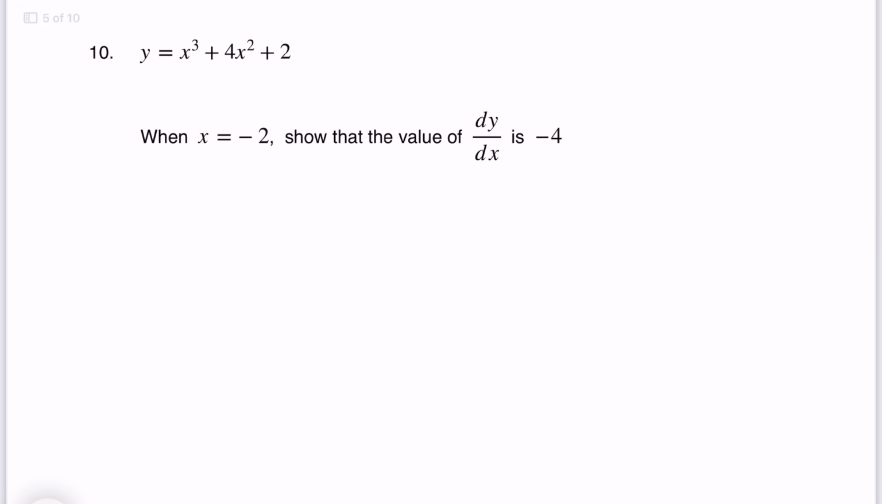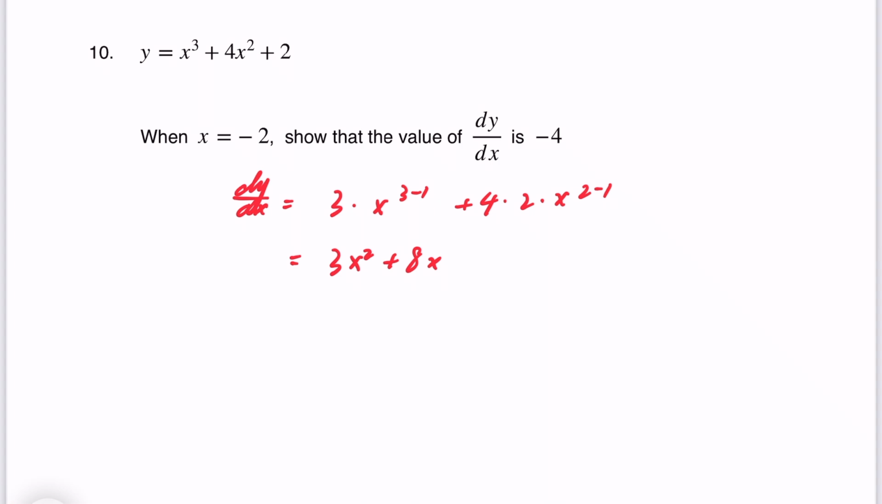It says y equals x cubed plus 4x squared plus 2. When x equals minus 2, could you show the value of dy/dx is minus 4? This is a show-that question. However, we still need to carry out the procedure of differentiation. Let's do the dy/dx first. Equal to 3 times x to the power of 3 minus 1 plus 4 times 2 times x to the power of 2 minus 1. And the constant value 2 at the very end is not going to be there anymore after the differentiation, which equals 3x squared plus 8x.